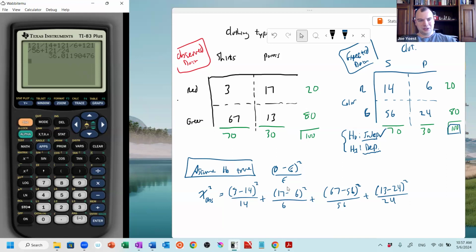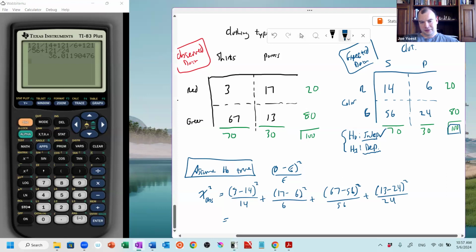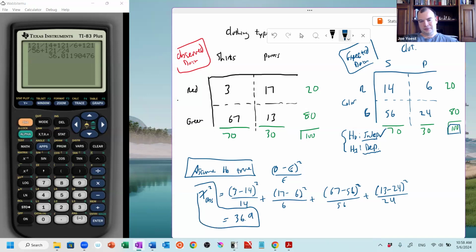And this gives me a chi-squared observed of about 36.01. Now remember, the larger chi-squared observed is, generally speaking, the further apart my observeds tend to be from my expecteds, the less confident I am in my hypothesized distribution, or my hypothesized characteristic in this case, of independence. So this is a right tail test.